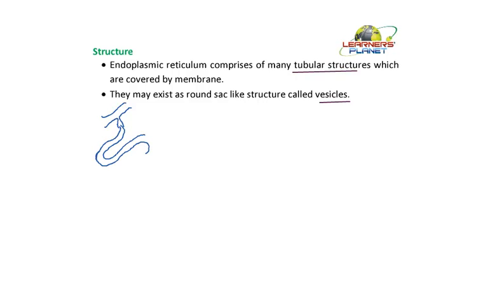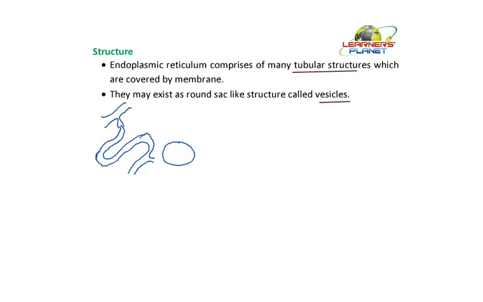So they may be present in this way. So these are basically what? These are the tubules. But sometimes these structures may exist as round sac-like structures. Now this outline which we have drawn here is actually resembling a membrane.